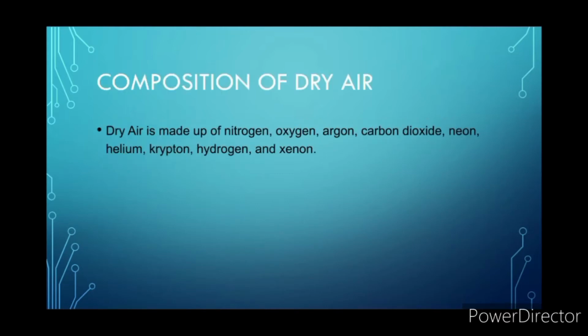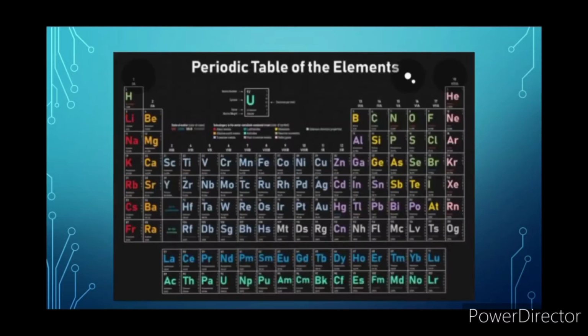We have here the different compositions of dry air. Dry air is made up of nitrogen, oxygen, argon, carbon dioxide, neon, helium, krypton, hydrogen, and xenon. As you can see from the periodic table, we can find the different composition of air on the upper right corner of the periodic table. Here are the ones with the light green color.